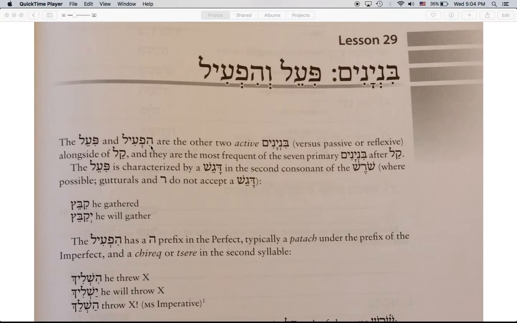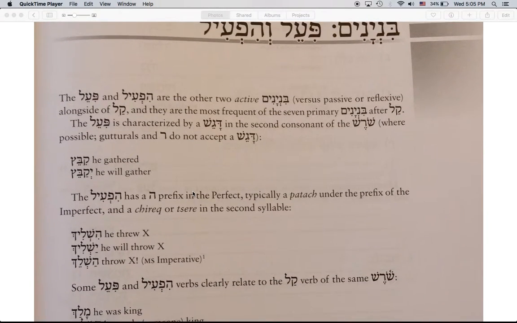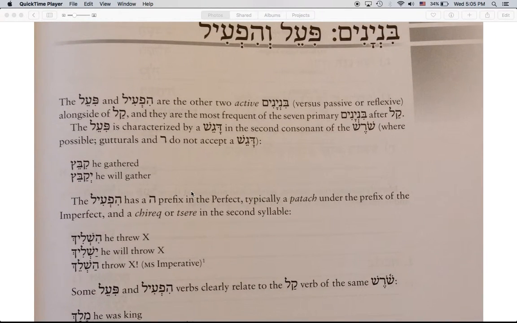So the piel and the hiphil are both active, just as the qal is, and they're also the most frequent of the seven primary binyanim after qal. So let's take a look at what characterizes these binyanim. First off, the piel is characterized by a dagesh in the second consonant of the shoresh, being the root. So there's a dagesh in the second consonant when possible. Remember that gutturals and resh do not accept dagesh.